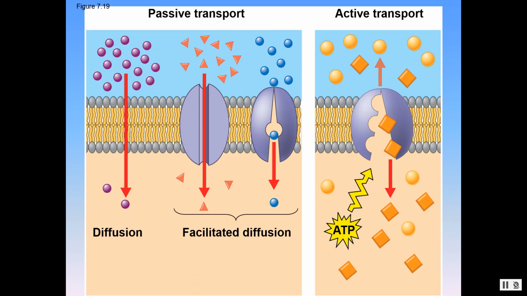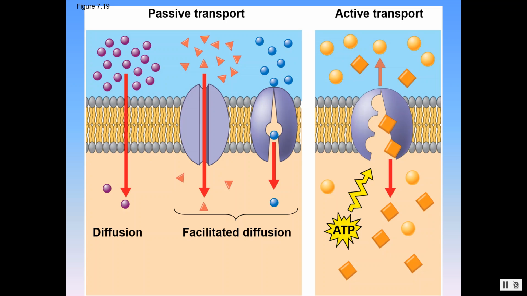This is a great little summary. Diffusion, simple diffusion right through the membrane. Passive transport, no energy, using a protein. Active transport uses energy, and it moves the substances against their concentration gradient.